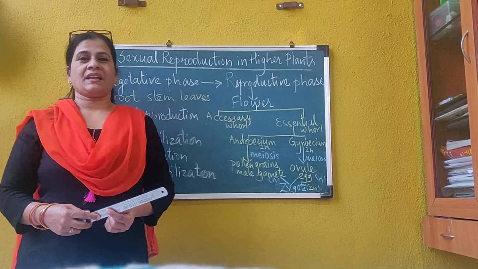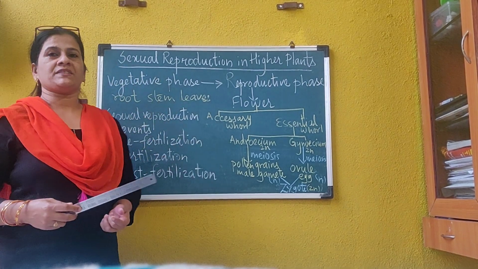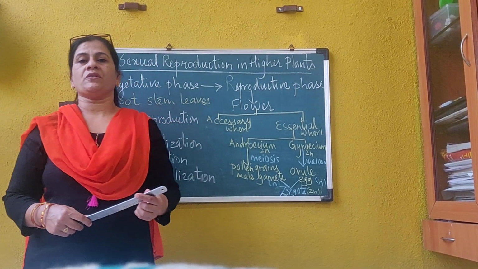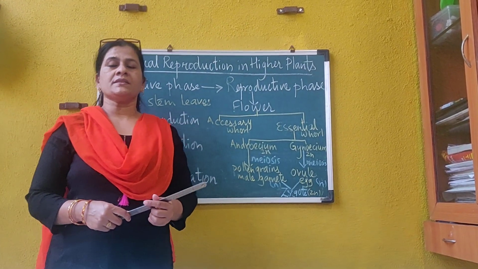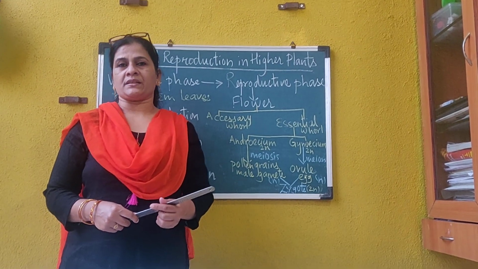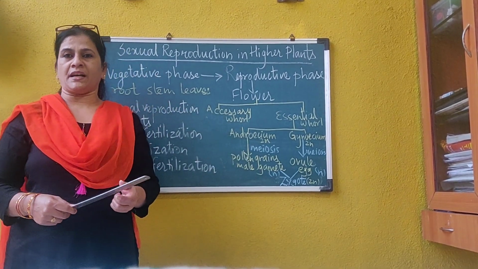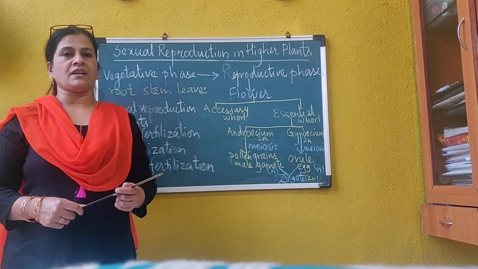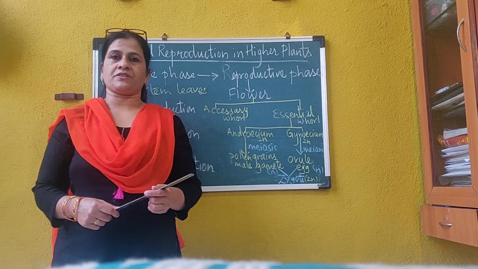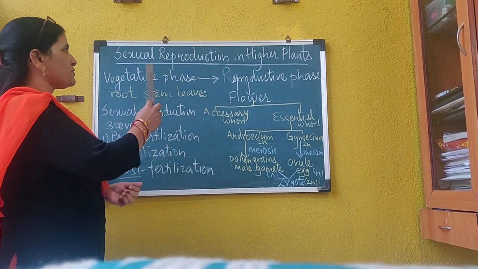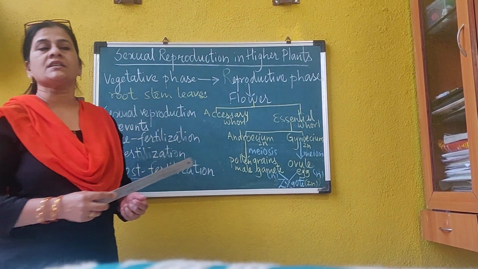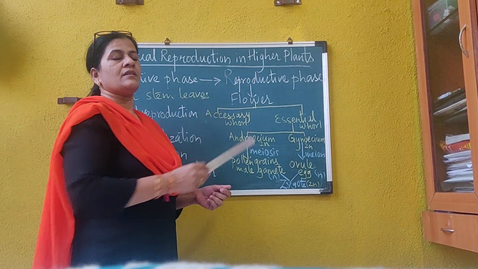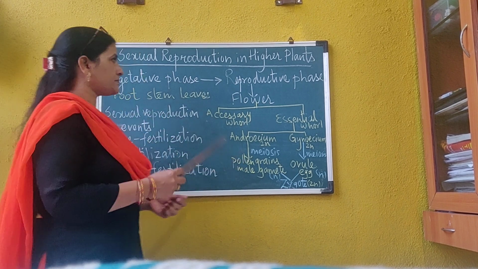Hello girls, let's continue with the chapter which we have started, that is reproduction in plants. In the previous video you have already seen how asexual reproduction occurs in lower plants, that is binary fission in amoeba, fragmentation in Spirogyra, sporulation in Chlamydomonas and budding in yeast. In this lecture you are going to see how sexual reproduction occurs in higher plants. Higher plants here I mean is reproduction in angiosperms.